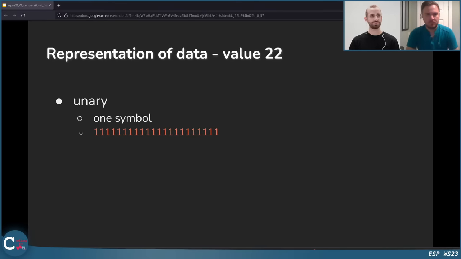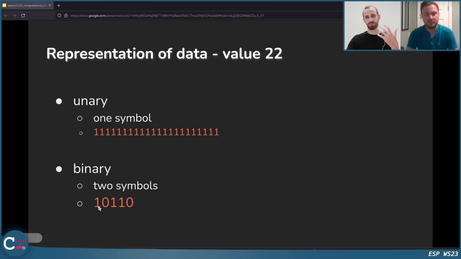Binary is a little bit more interesting. Maybe someone in the chat has an idea how it looks. Good. So the binary representation of 22 has two symbols, so it's much shorter. We can count this one as 16. So this one is 16, plus nothing for the 8, plus 4, which is 20, plus 2 is 22. And this is 0 again, so we don't count it, which is 22 altogether.